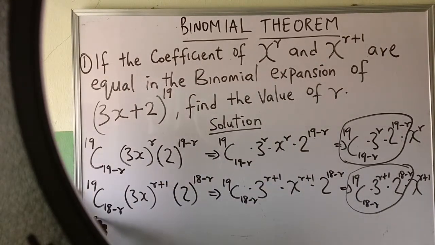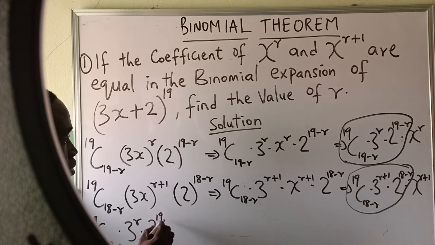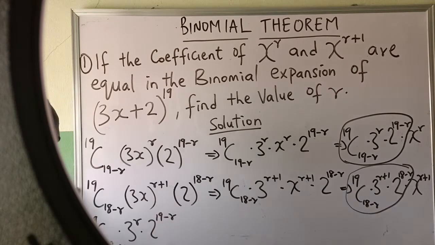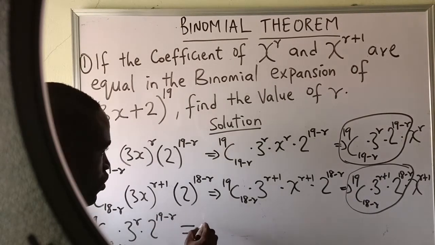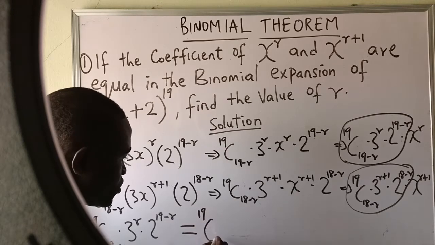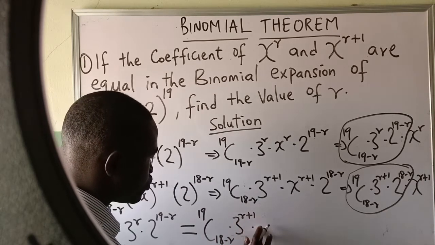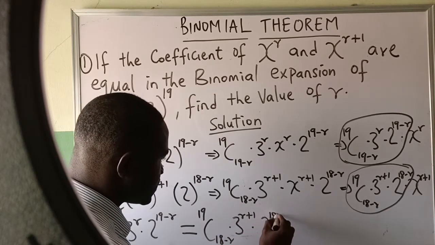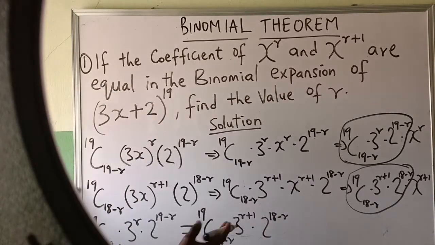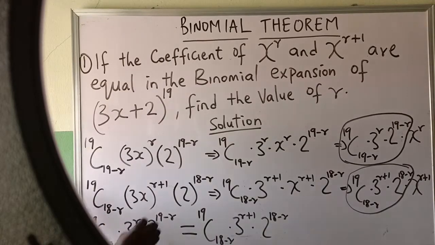You now write 19 combination 19 minus r times 3 raised to the power of r times 2 raised to the power of 19 minus r. You say it is equal to 19 combination 18 minus r, 3 raised to the power of r plus 1, 2 raised to the power of 18 minus r. So we have equated them. Now it's just to solve it.